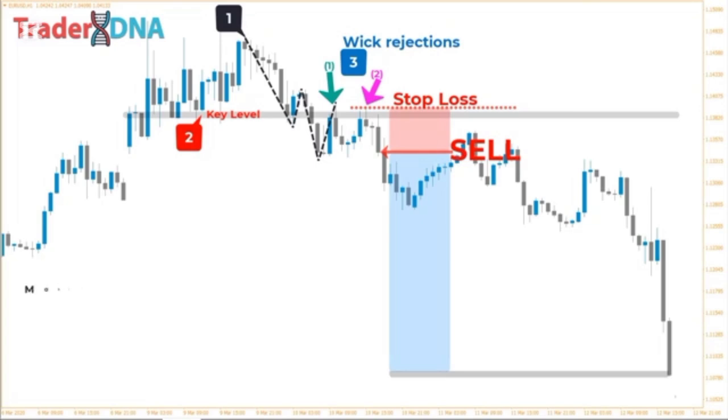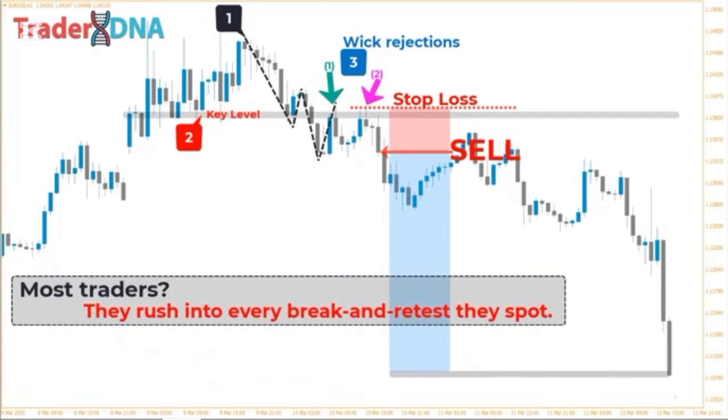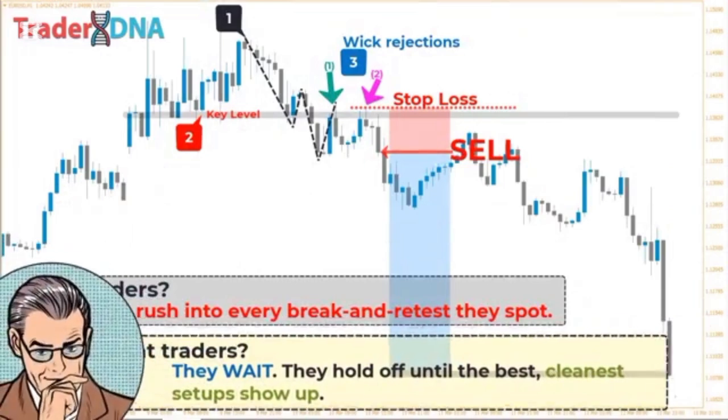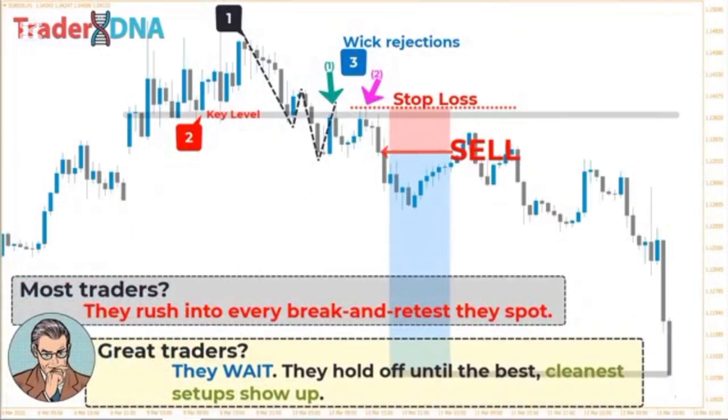Here's the deal. Most traders rush into every break and retest based spot. But the great traders, the ones crushing it, they wait. They hold off until the best, cleanest setups show up. So even if these examples were handpicked, this is your blueprint.